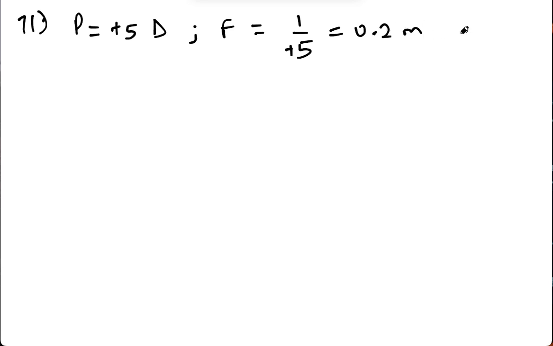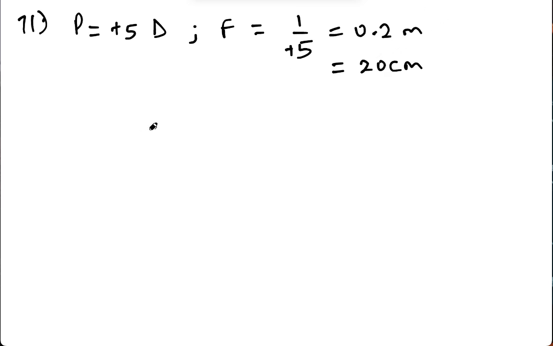Now moving on to question 71. In question 71, we have that a lens has a power of +5 diopters. That implies that the focal length will be 1 over +5, so 1 over 5, that would give us 0.2 meters. To convert this to centimeters, we just multiply that by 100, so that is 20 centimeters.